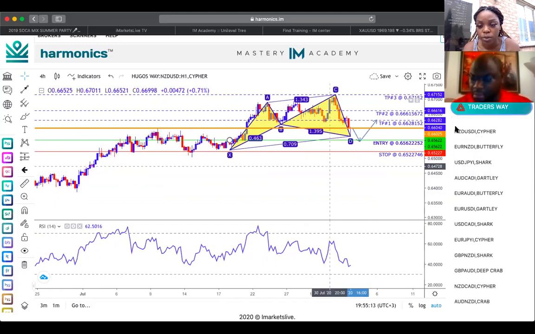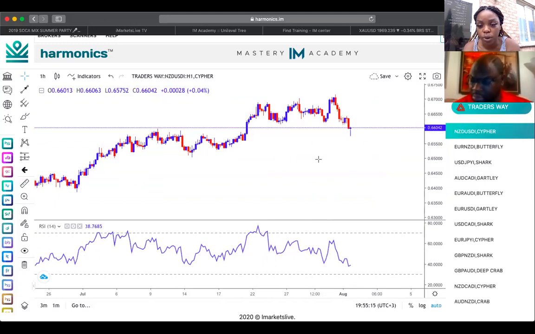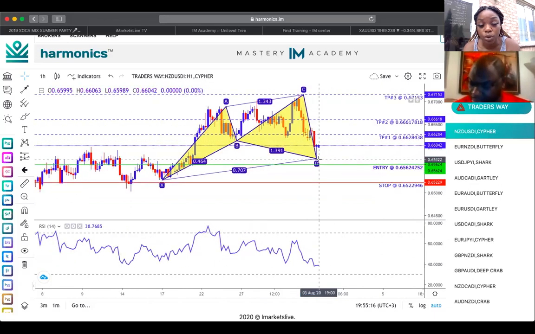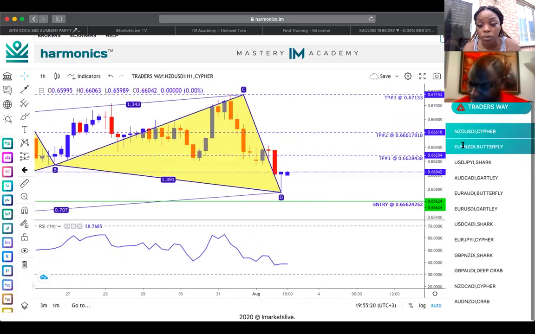We look at trade way. Let's look at the most recent pair for the 1 hour NZD USD. This is what we were just looking at. Euro NZD.